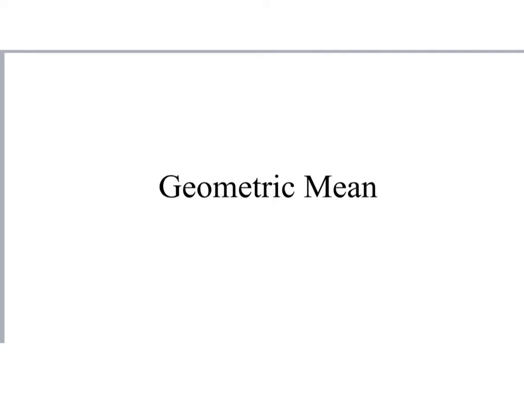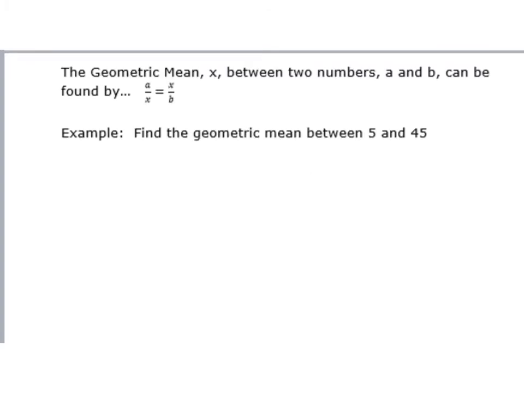All right, today we're going to look at notes for geometric mean. The geometric mean between two numbers can be found with a proportion a over x equals x over b, where x is your geometric mean. So my first example, find the geometric mean between 5 and 45.